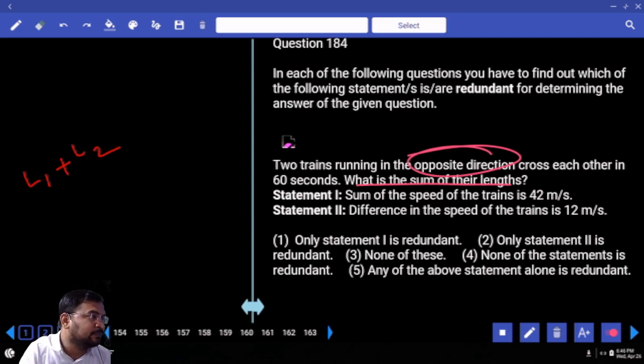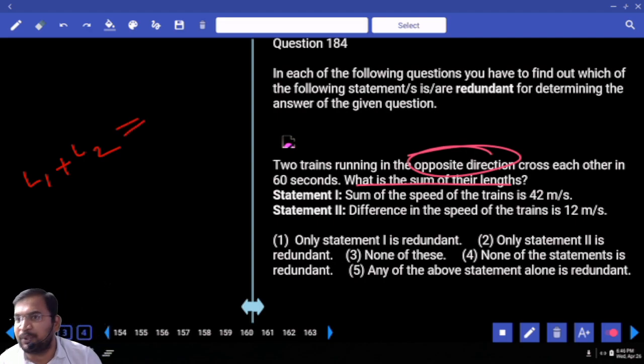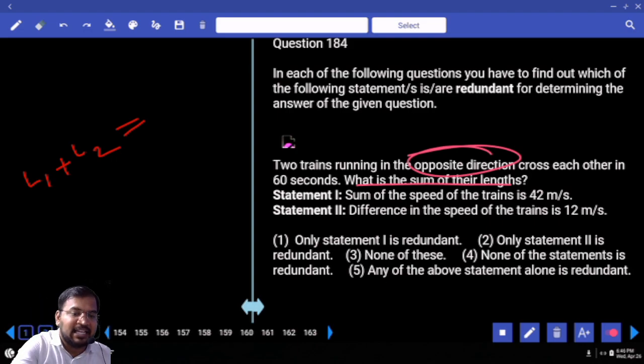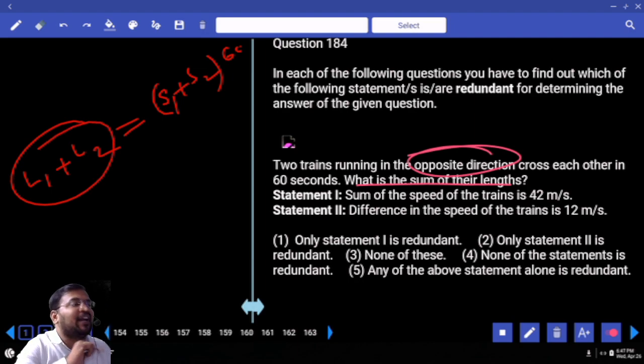We need this one. This is distance. Distance is nothing but speed into time. Speed is relative speed. Opposite direction, so S1 plus S2, into time. Time they have given, how many seconds? And in order to find out this value, we require relative speed, we require S1 plus S2.